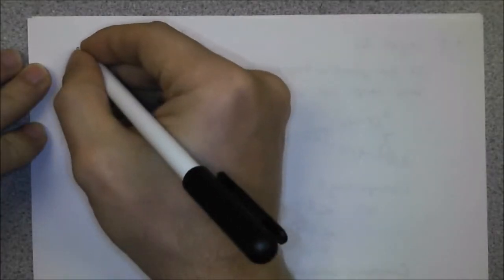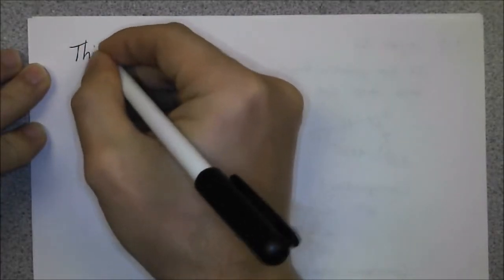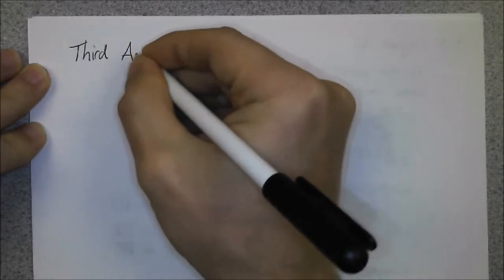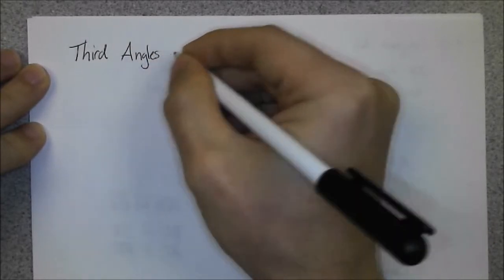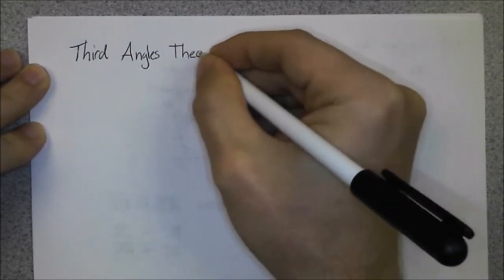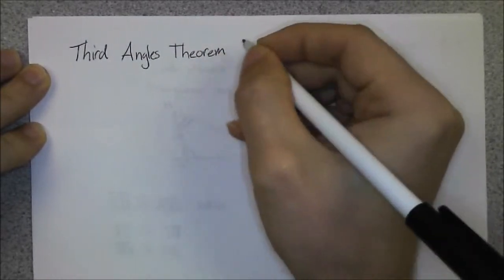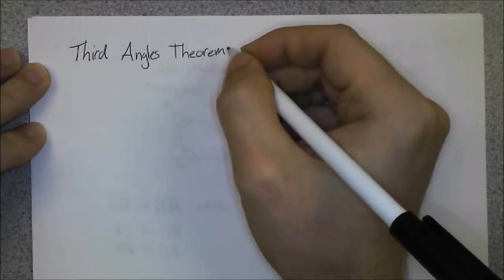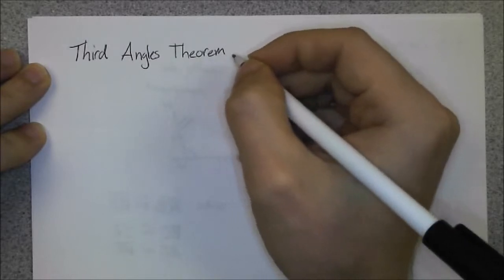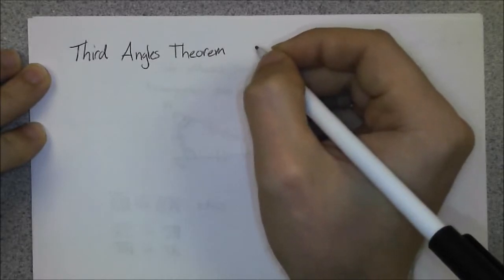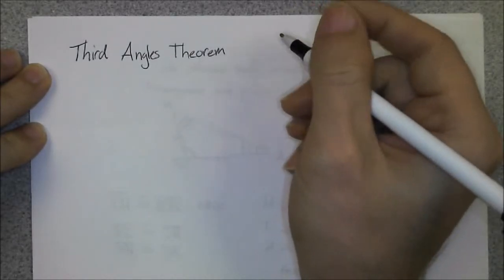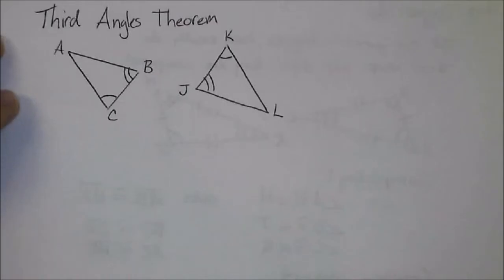Okay, the last thing I want to show you for this lesson is something called the third angles theorem. The third angles theorem basically says that if two angles of one triangle are congruent to two angles of a second triangle, then the third angles of the triangles are also congruent. Let me draw some triangles here and explain what I mean.